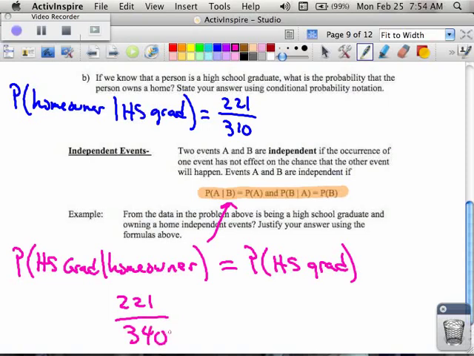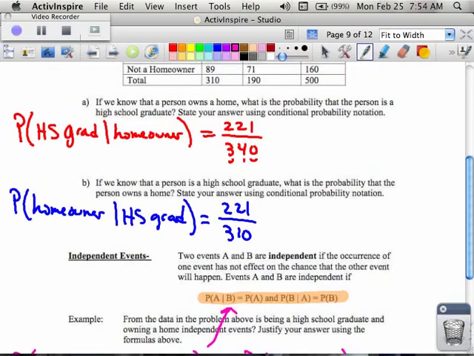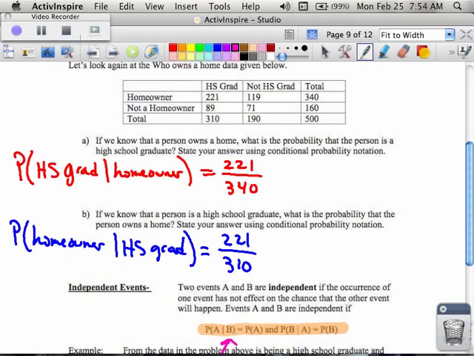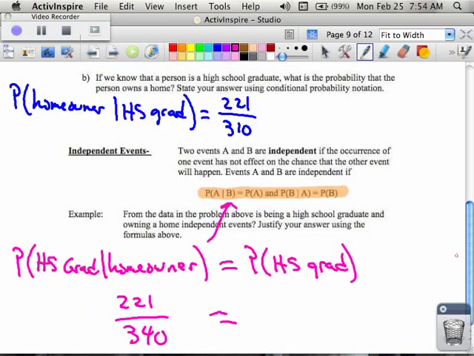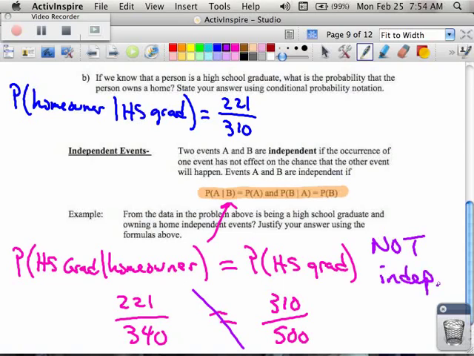From up above. And the probability of being a high school grad, if you look back up in the table, we have 310 out of 500. 310 out of 500. And as we look at these two probabilities, what we notice is that they are not equal. And so we know that these things are not independent, because otherwise those two probabilities would be exactly the same.